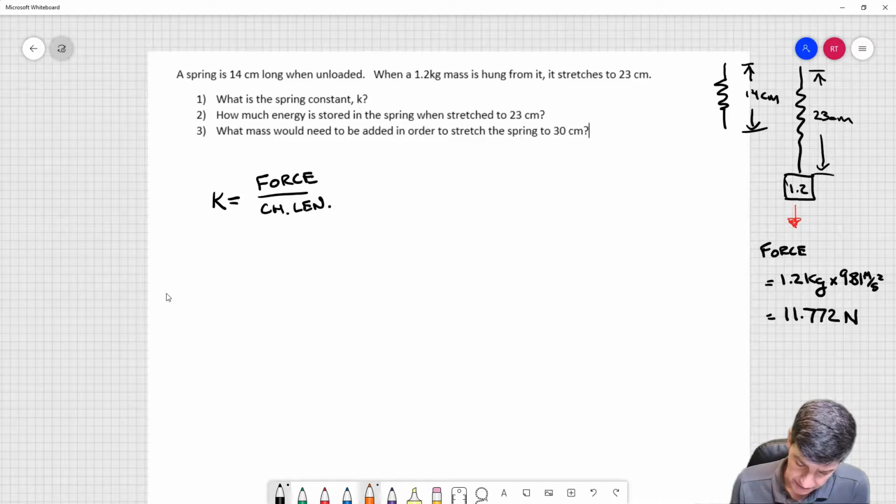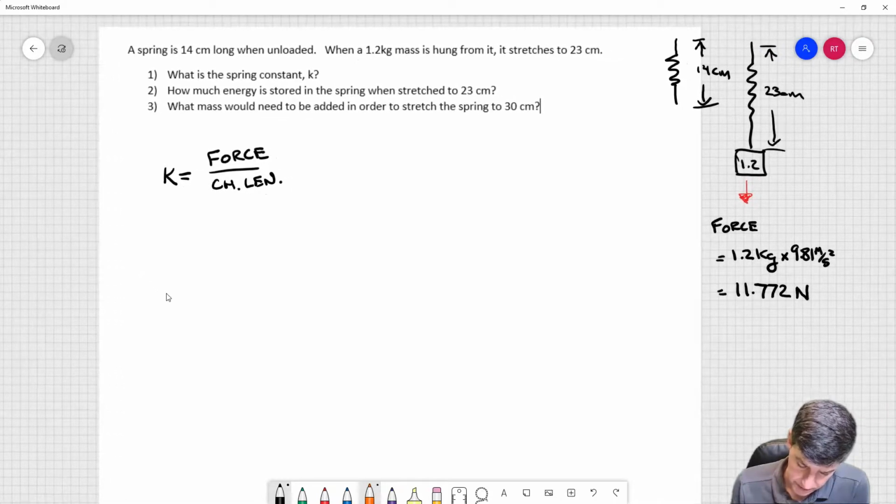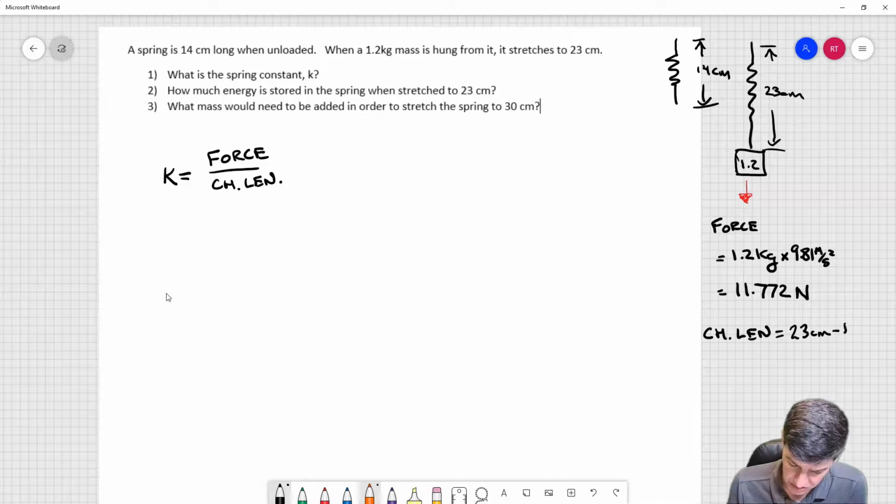My change in length is going to be the difference between what I am compared to what I started. So 23 centimeters minus 14 centimeters, and that's going to be 9 centimeters. Or if I convert that to meters, 0.09 meters. Okay. It's important to get my units into the right values.